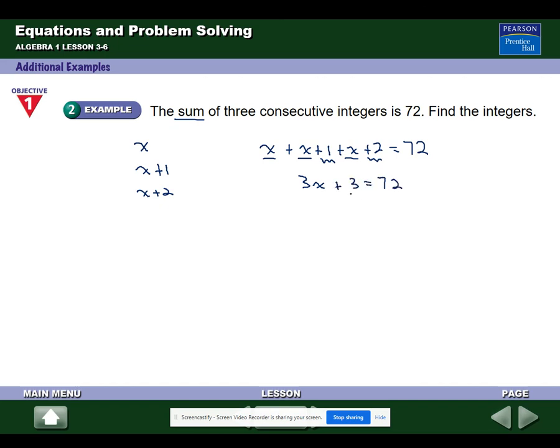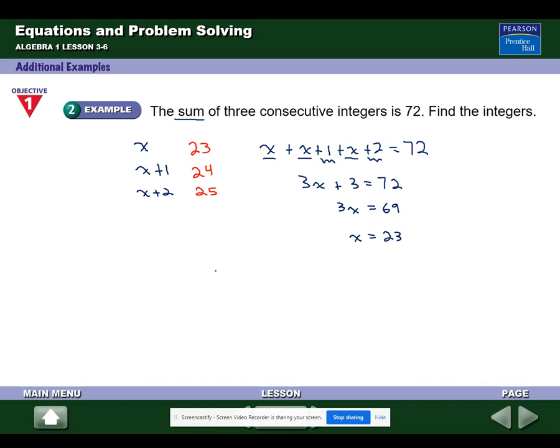And now we're just solving. 3x, subtract 3 from both sides, you'll have 69. Divide by 3, and you'll have 23. Now they asked for all three numbers, so we just figured out that the first one is 23. The second one would be one more than that, 24. The third one would be one more than that, 25.